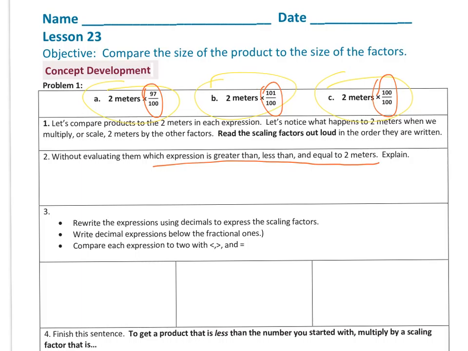Well, let's see. This one here, 100 100ths, that's the same as 1. So I know if I multiply 2 meters by 1, I'm just going to get 2 meters. So I know that one's equal to 2 meters. This guy, 101 100ths, is greater than 1, so that's going to be greater than 2 meters. This one here, 97 100ths, is less than 1. And I know if I multiply something by less than 1, then I'm going to end up with a product that is smaller. So it'll be smaller than the 2 meters we started out with.